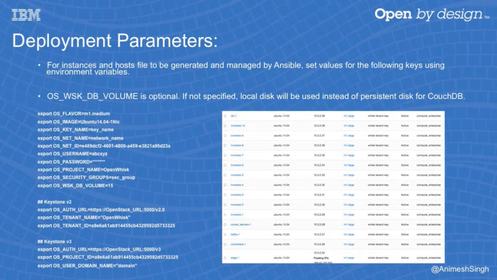There are some parameters which you need to create so that it detects that we are deploying Whisk on top of OpenStack. These are the environment variables where you tell Ansible that you are running OpenStack, what the URL and credentials are, and the image we are using for OpenWhisk deployment. If you want a persistent disk for a database like CouchDB, you can export that parameter. If you don't export it, it won't provision CouchDB on a persistent disk. It will be on the ephemeral disk of the VM.